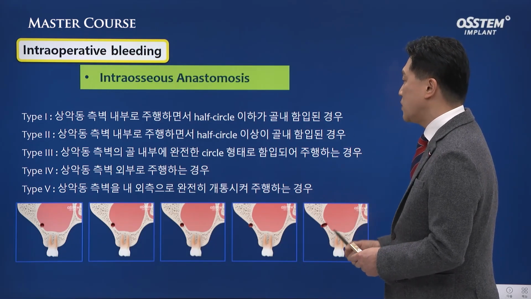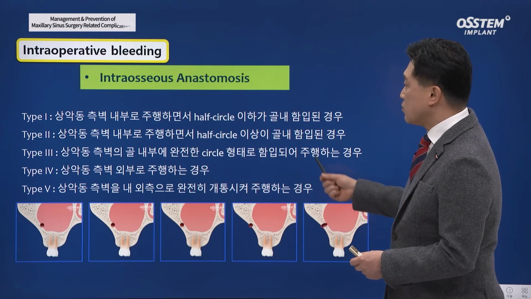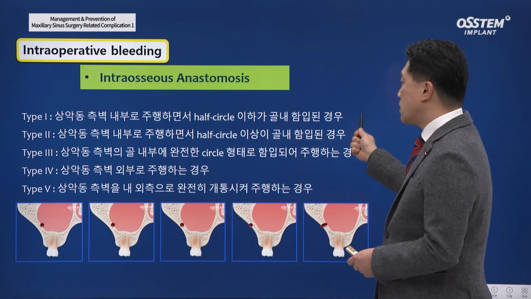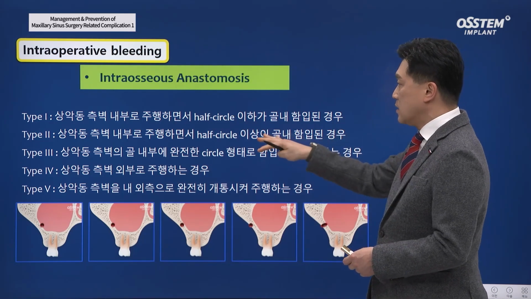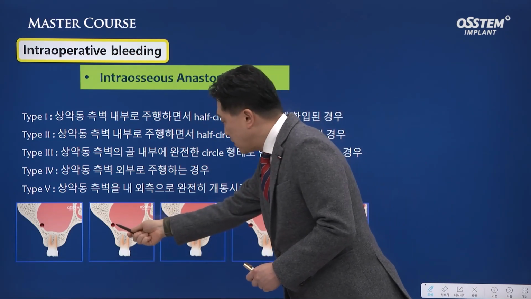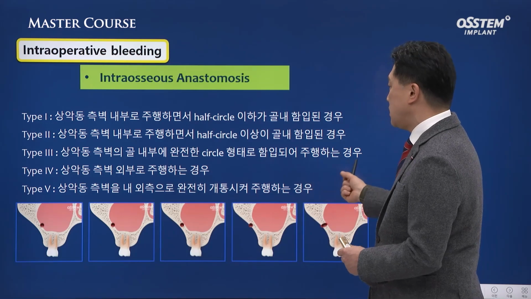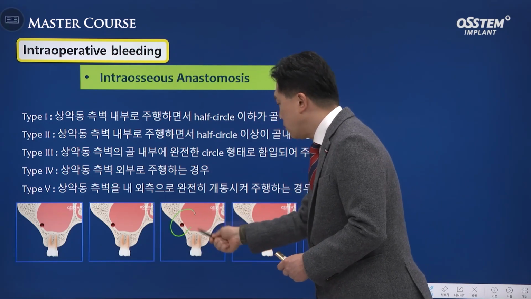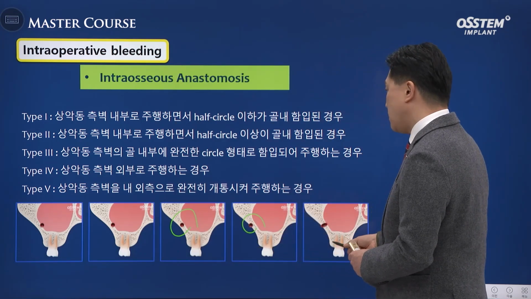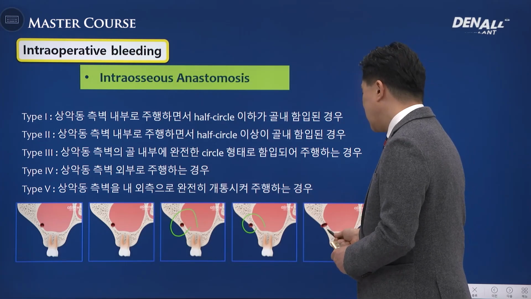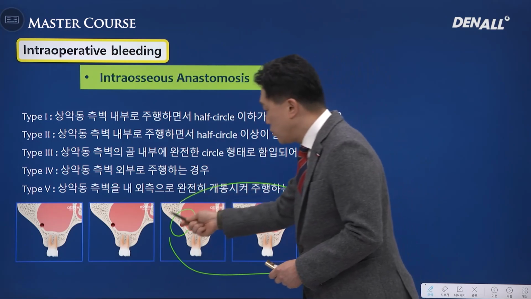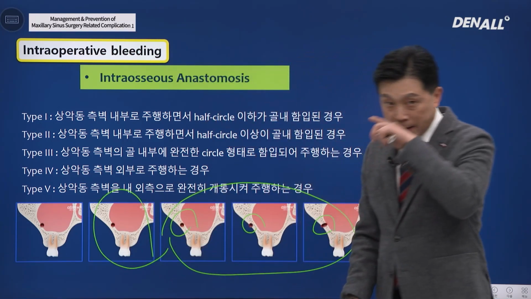Type 1 is a case where intraosseous anastomosis artery runs within the lateral wall of the sinus, and when less than half a circle is impacted into the bone. In this case, there is less possibility of damage. Type 2, this is a case where intraosseous anastomosis artery runs within the lateral wall of the sinus, with more than half circle impacted into the bone. This is quite risky as well. Type 3, it looks like a canal within the bone. Type 4, it is exterior to the lateral wall, and type 5, it completely penetrates the bone. These 3 categories are deemed risky. Type 2 is quite risky as well.